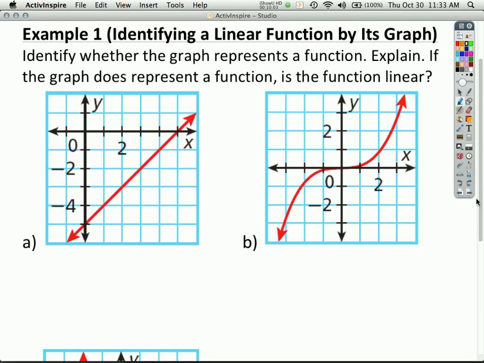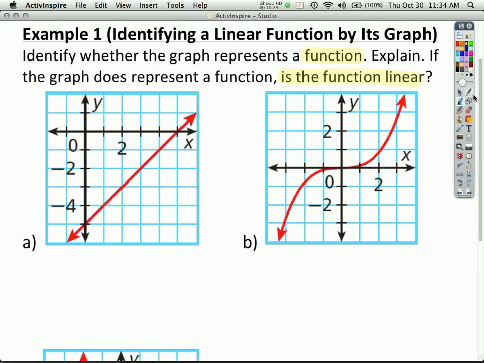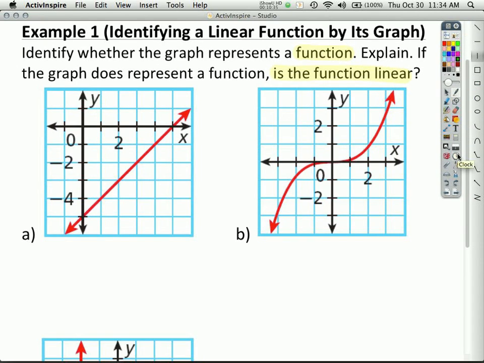Okay? So, the instructions. Identify whether the graph represents a function. So that's really one question. Is it a function? And then the second question is, if it's a function, is it a linear function? So we have two things we want to be able to say. Yes, it's a function, or no, it's not. Yes, it's linear, or no, it's not. So, first, the idea of a function. I introduced to you a simple test you can do to determine if something's a function by its graph. It's called the vertical line test.